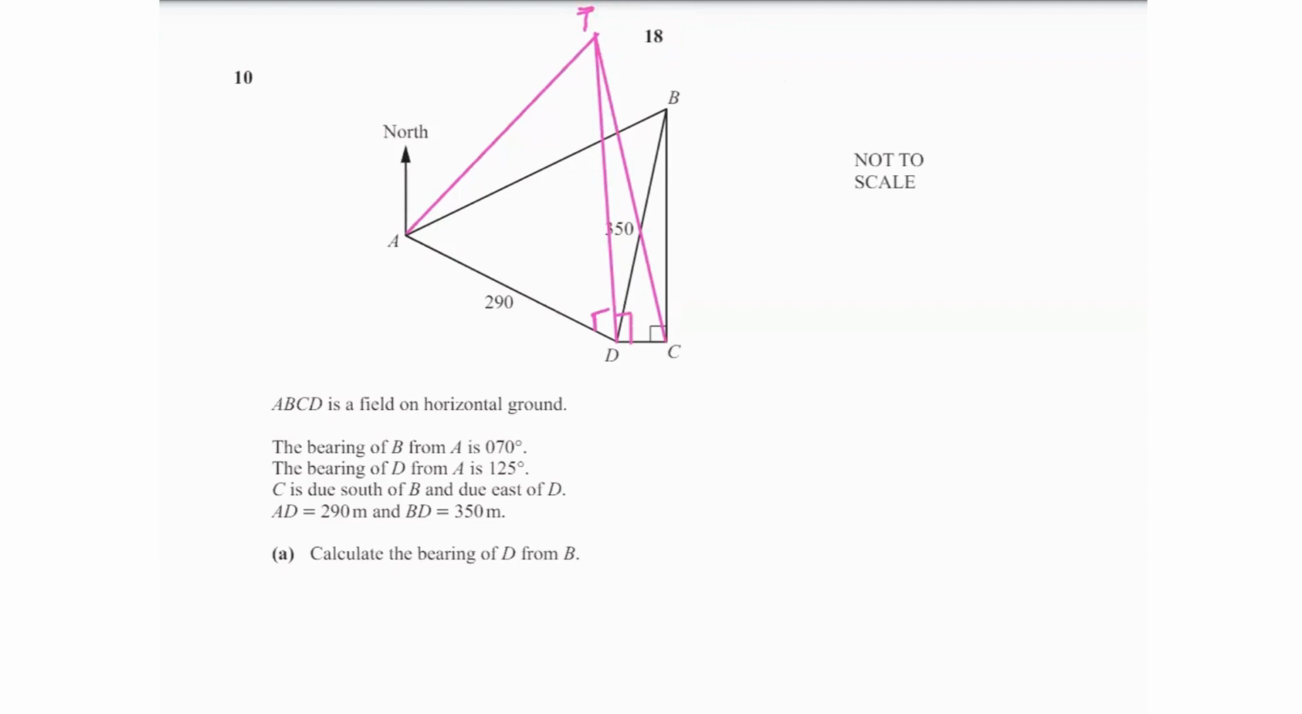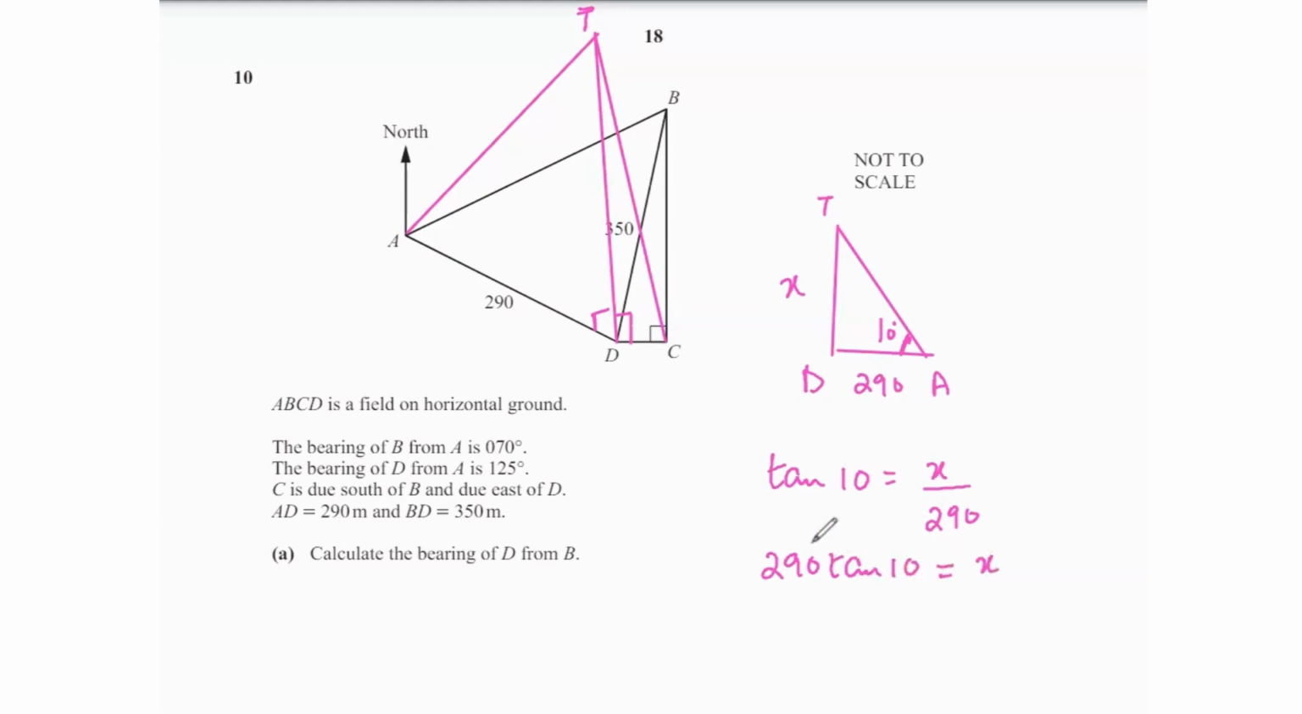So if we look at the first triangle, which is triangle TDA, your angle of elevation from A towards the vertical mast is 10, and this length is given as 290. So we can find the length of the vertical mast using tan of 10 equals x over 290. That's going to give us 290 times tan of 10, which equals 51.13 meters. That is your length of the vertical mast TD.